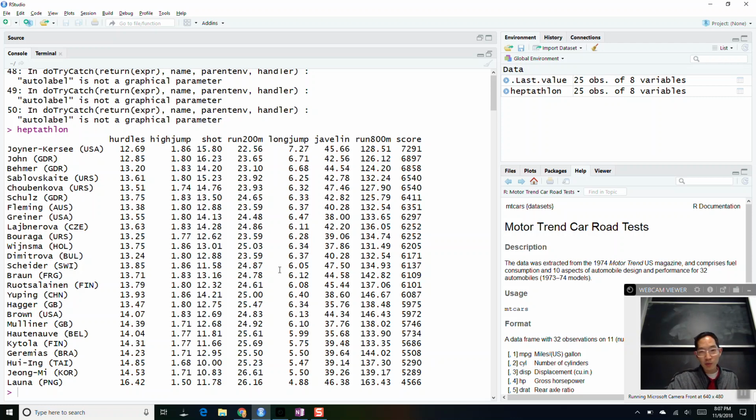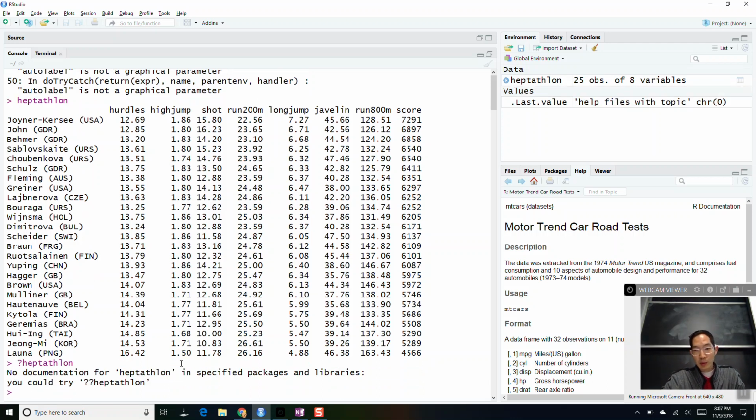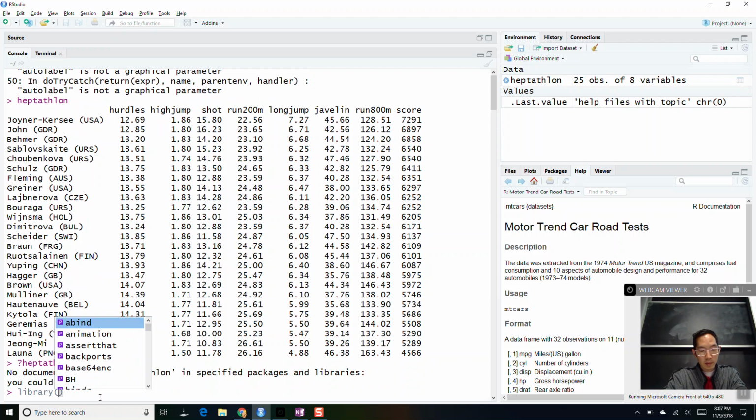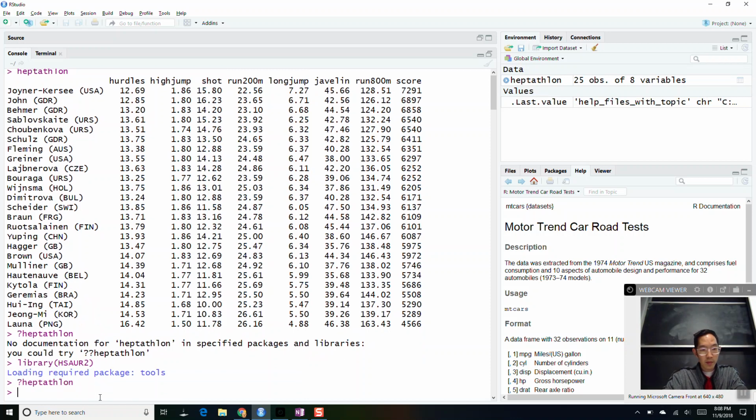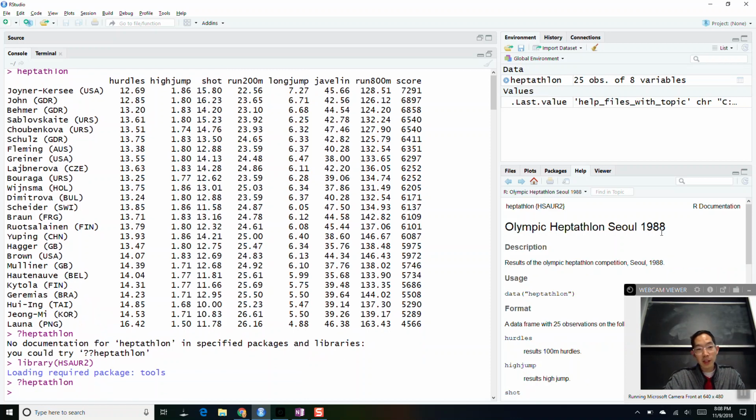Okay. So which Olympics were these from? Okay, it's from the 1988 Olympics, and the gold medal winner was Jackie Joyner-Kersee from the USA, and then GDR, what's that? East Germany, I think, back in 1988.